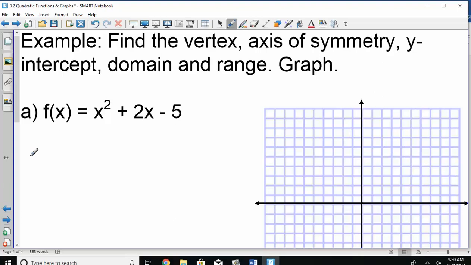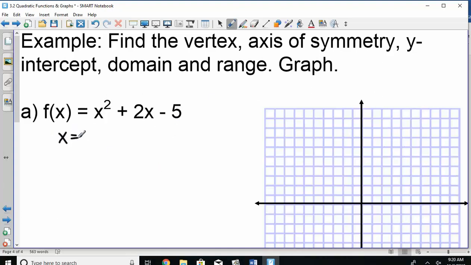All right, so we're going to find vertex, axis of symmetry, y-intercept, domain, and range. It has to be written in standard form to use the opposite of b over 2a formula. So like on C in the previous example, if we wanted to use the formula to find the vertex, we would have to multiply that out. So if it's written in vertex form, it's easier to just do transformations. If it's written in standard form, we can use the formula.